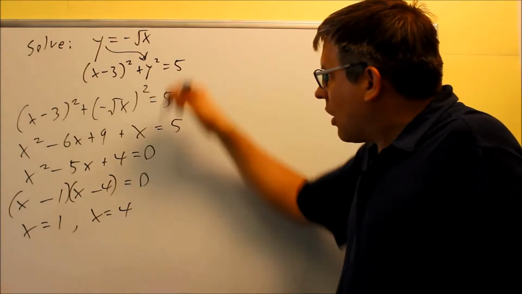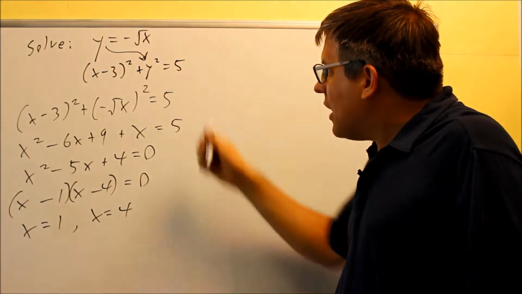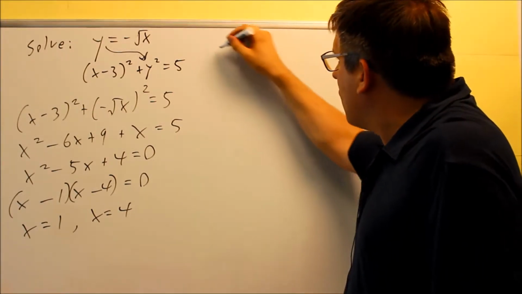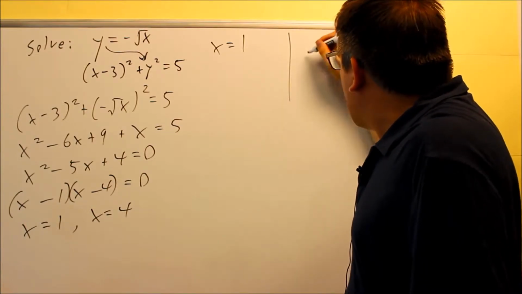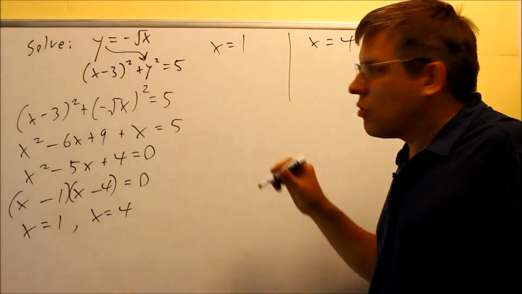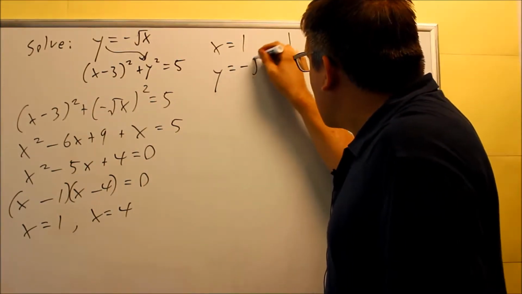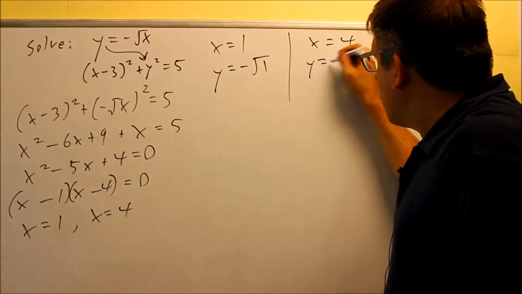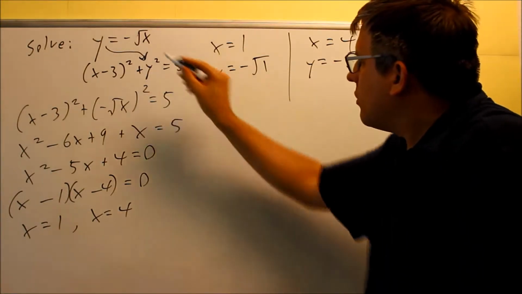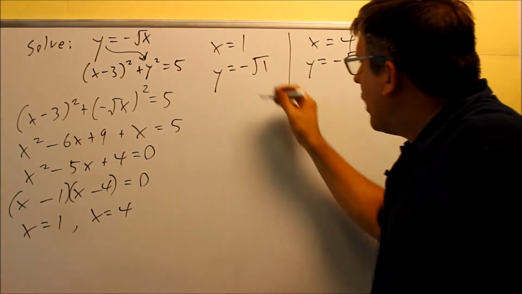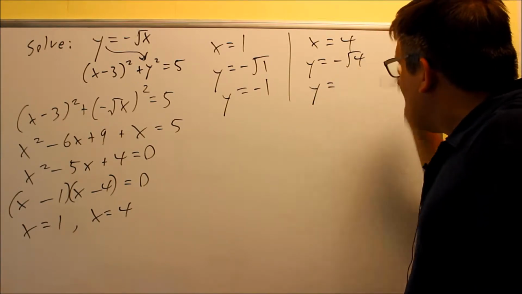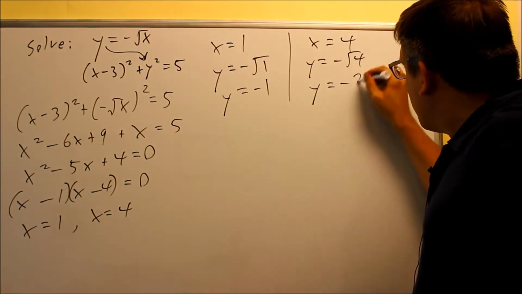You can take these, because this is already solved for y, it's going to be easy to put both of them in to get our two different answers for x. So you're going to do x is equal to 1, and x is equal to 4, and you're going to put both of them individually into the first equation. You get y equals negative square root of 1, y equals negative square root of 4. So we put the 1 in there for x, and we get y equals negative 1, and we get y is equal to negative square root of 4, which is negative 2.